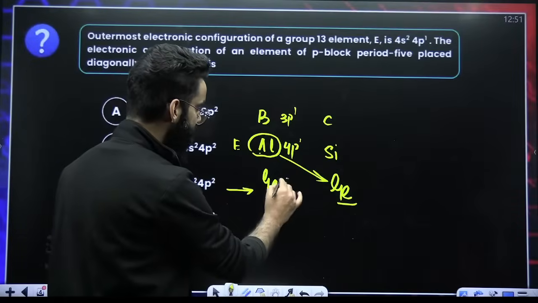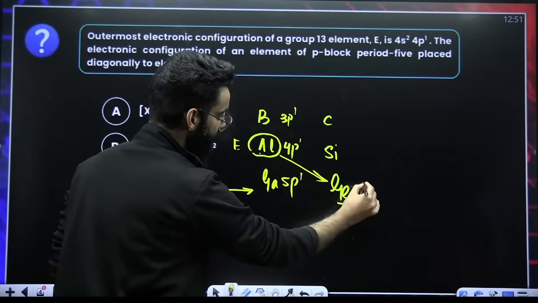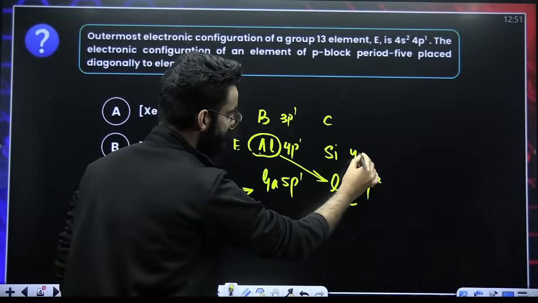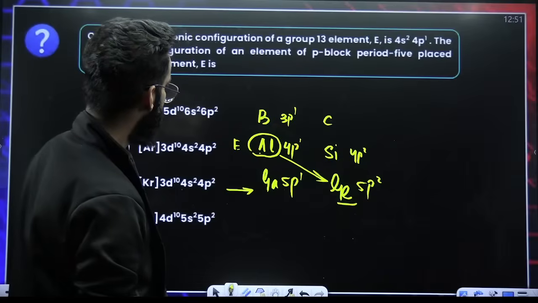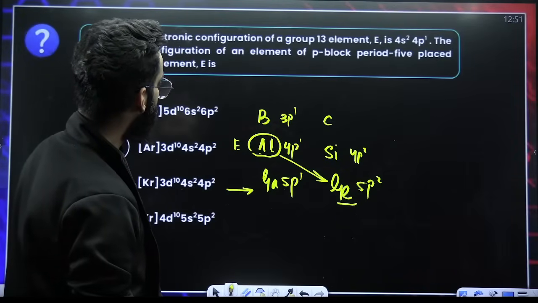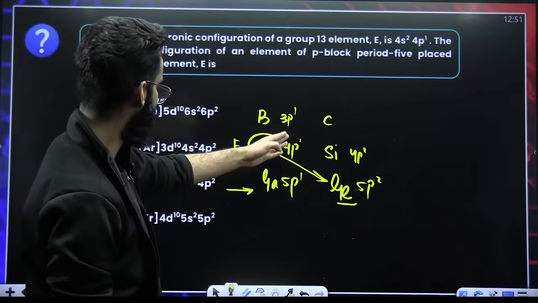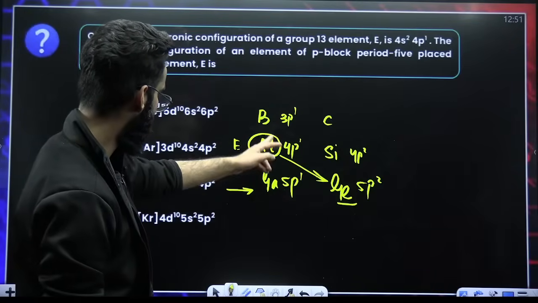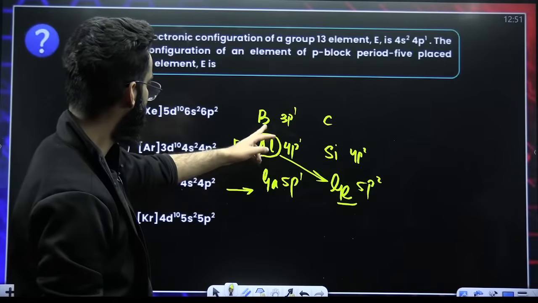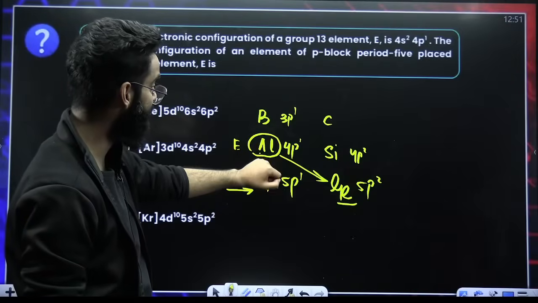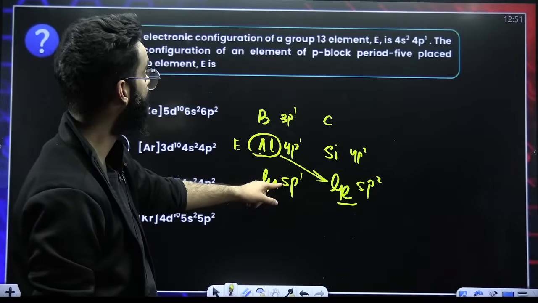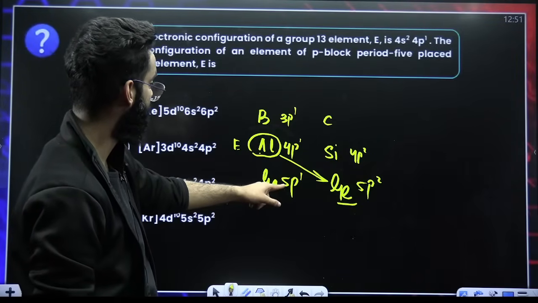This was 4p1. This will be 5p1. Right? This will be 5p2. This will be 4p2. Just a second. I think we made some mistake. Boron's configuration is 2p1, right? I wrote 3p1. This is 2p1. This is 3p1. This is 4p1. Correct?